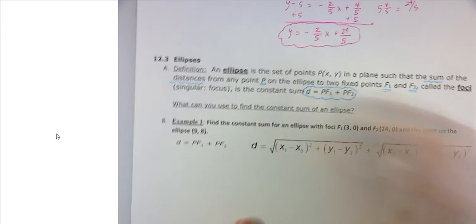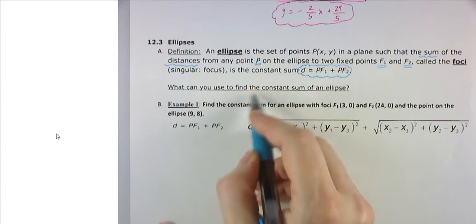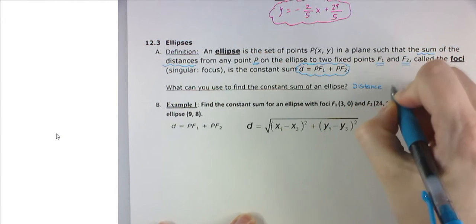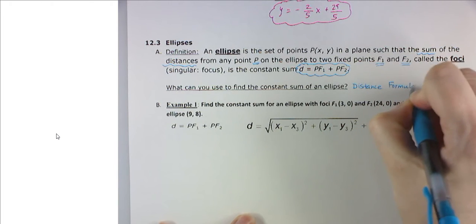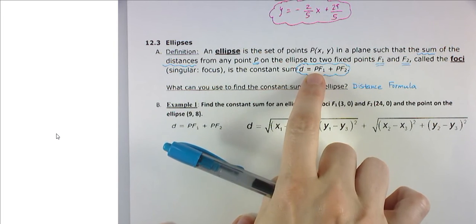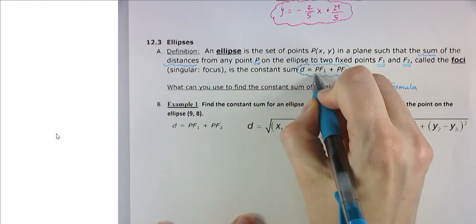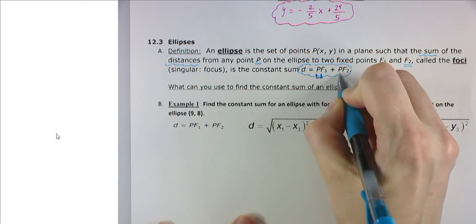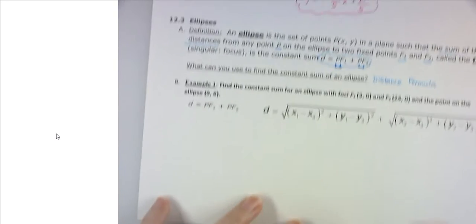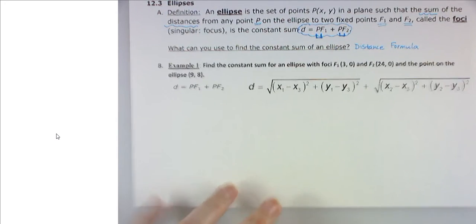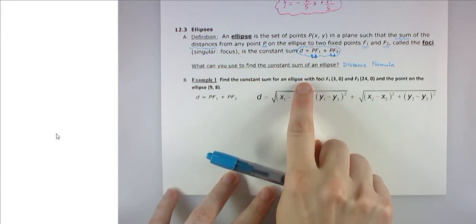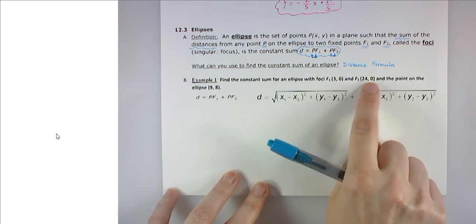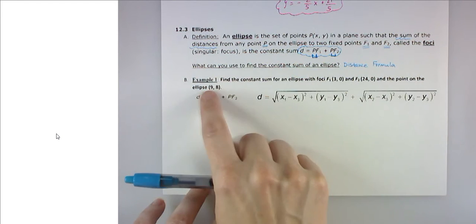Okay, and then what can we use to find the constant sum of the ellipse? We are going to use the distance formula, and I'm going to show you how to do that. So basically what this means is you are finding the distance between some point P and the first focus, and then the distance between P and then the second focus. So if you look at here how we set this up, it says find the constant sum for an ellipse with foci F1 at (3, 0) and F2 at (24, 0), and the point on the ellipse at (9, 8).